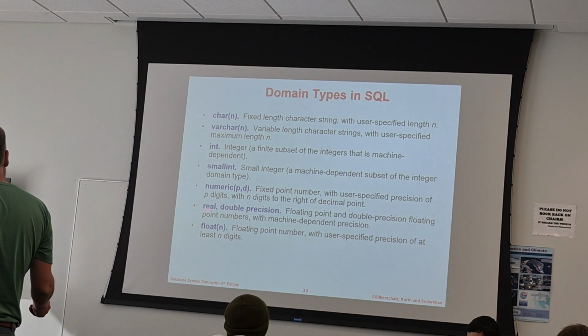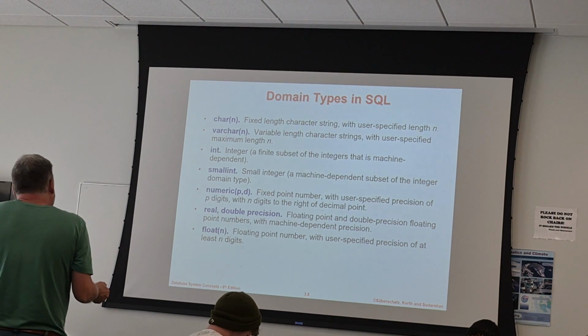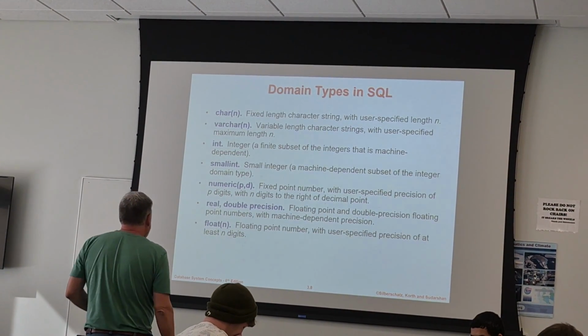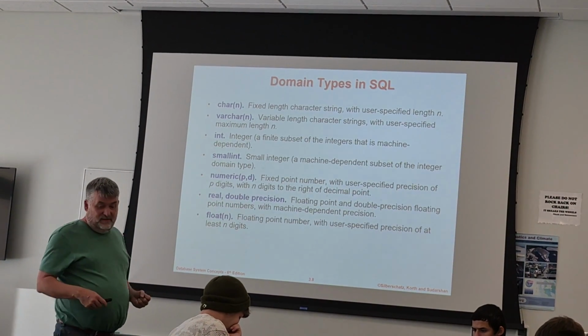But then we've also got real and double precision values where the decimal is not guaranteed to be in any one place. Real, double, float, 3 versions of decimal numbers.